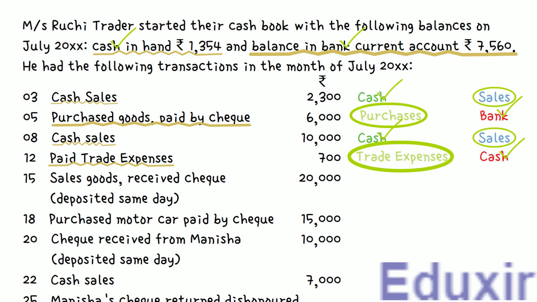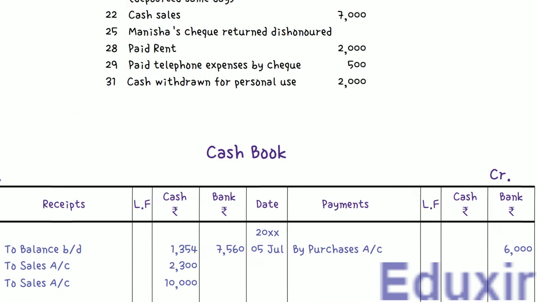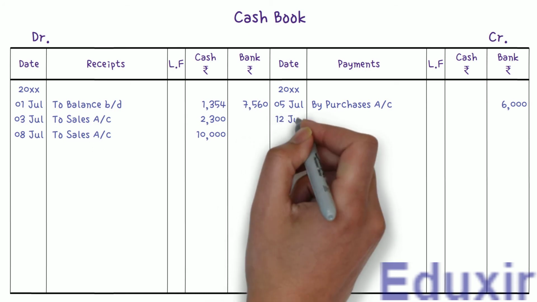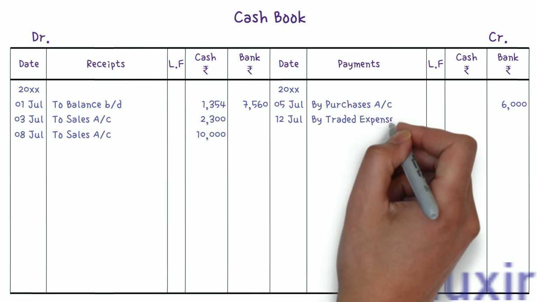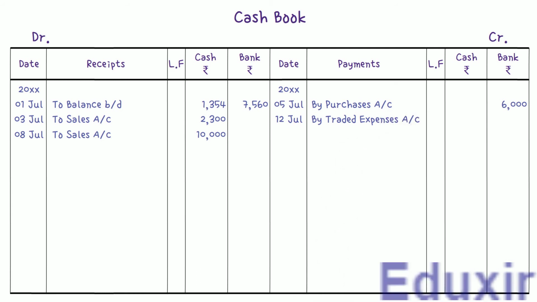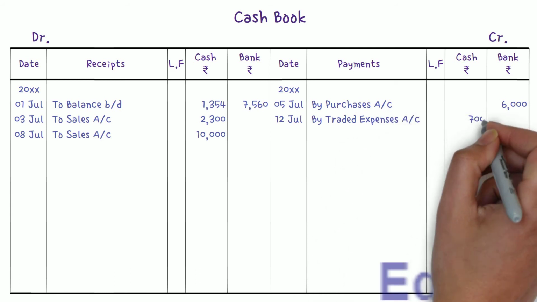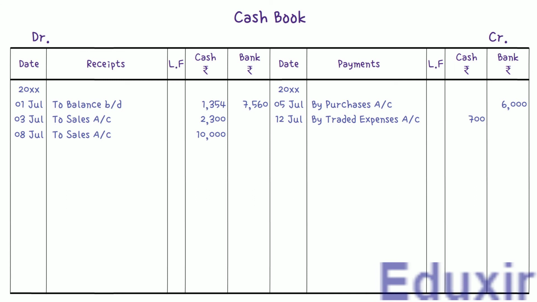let us proceed with posting this entry to the credit or payment side of the cash book. Let us first record the date. Let us then record the trade expenses account into the payments column of the cash book. Let us then record the credit amount of 700 rupees into the cash column. With that, we have completed the posting of this transaction into the cash book. Let us now take up the next transaction.